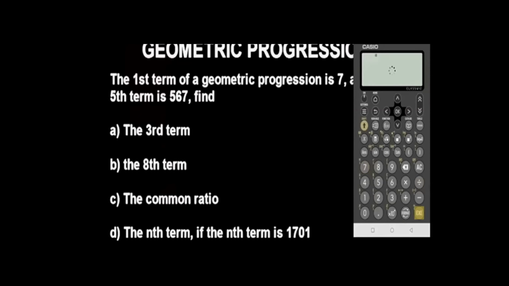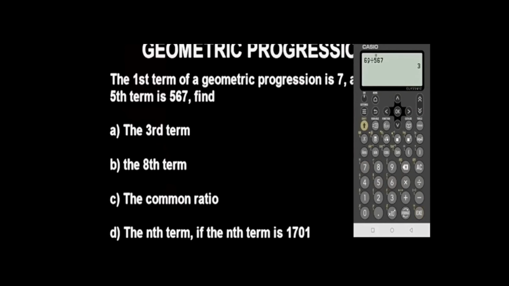So we press execute. 3. Or you can do it this way: after the fifth term, the next value is 6. Remove this and put 6 divided by the value of the fifth term there, which is 5, 6, 7. Press execute. You still get 3. So it's as simple as this. Now that's for the common ratio.